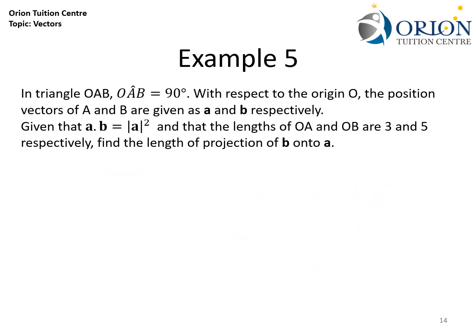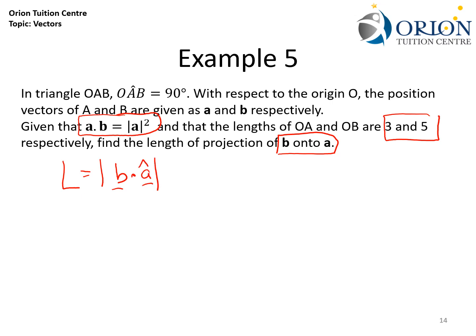In example 5, we are asked to find the length of projection of B onto A, given that we know A dot B equals mod A squared, and that the lengths of OA and OB are 3 and 5 respectively. So how do we find out this length of projection? We are going to start with the formula for finding the length of projection, which is mod of B dot A cap, since it is the projection of B onto A.